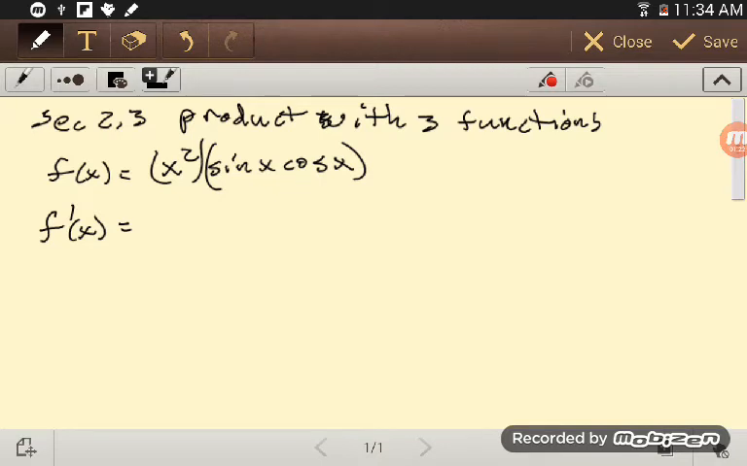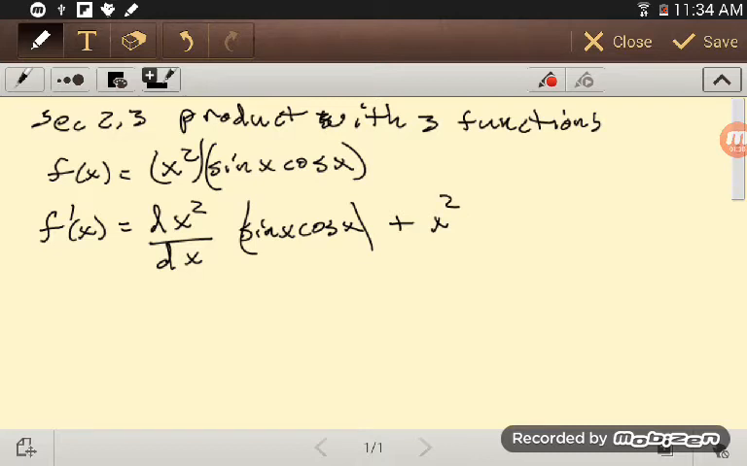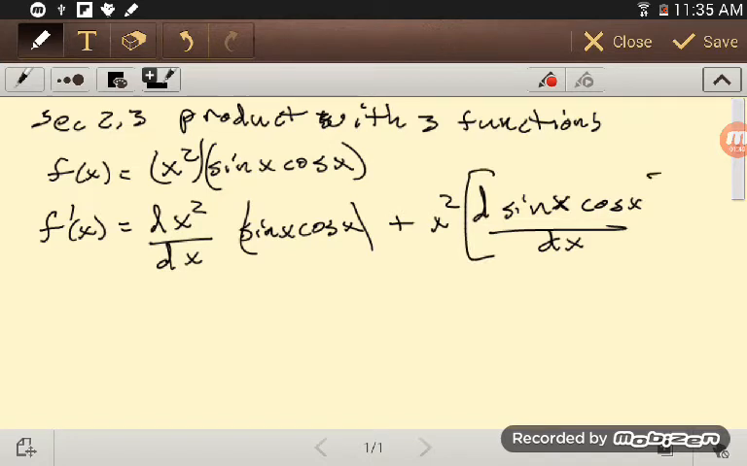And so product rule says, well, take the derivative of x squared, multiply by sine x cosine x, so that function, and then add to that x squared times the derivative of sine x cosine x with respect to x. Now I'm going to put some nice big square braces in there, and leave them as I work on this.